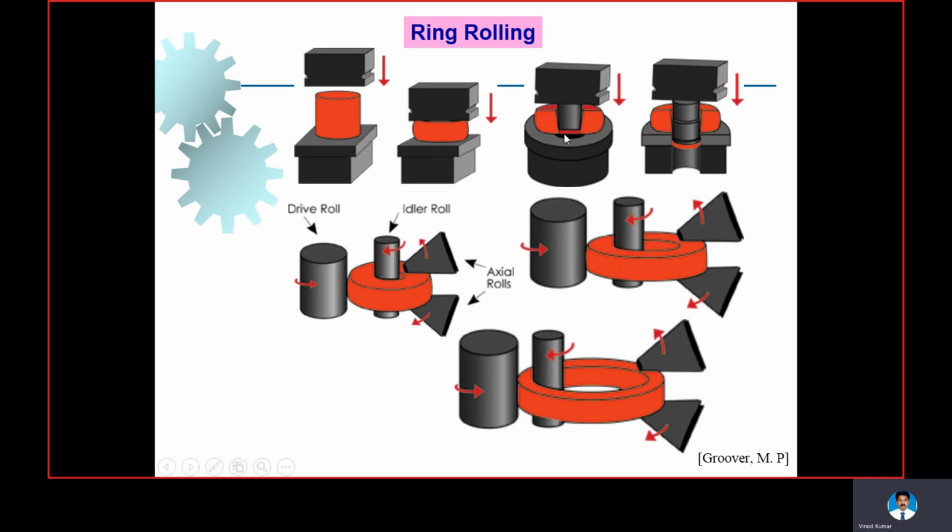Several steps of the ring rolling process can be seen here. We start from the workpiece, after compression, and then ring rolling starts, with the work roll and idler roll, and finally what we get is a ring having a specific thickness.